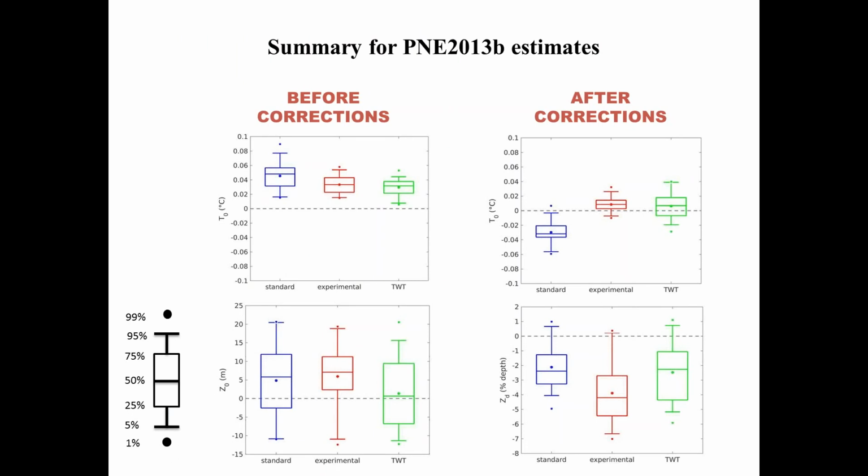And this is just a summary of this experiment. So this is for the temperature offset. Initially we see that the experimental and the tolerant wait have a little bit better performance than the standard probe. And when we apply all the corrections, we see that this goes really close to zero, and close to the 0.02 that we put as our goal to improve the temperature accuracy of the probe.